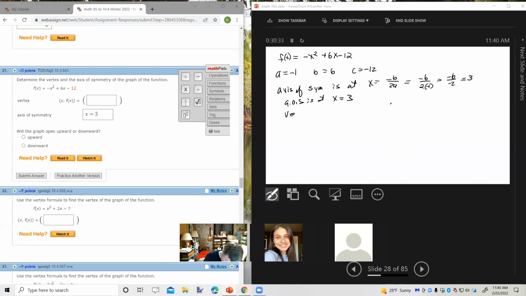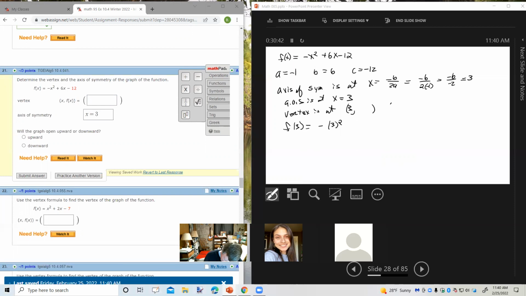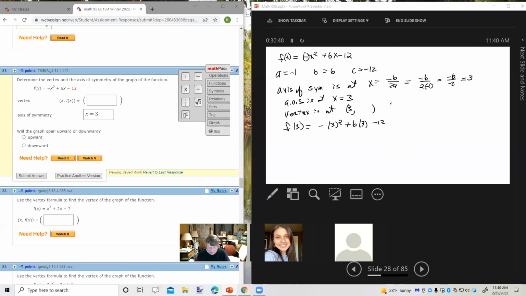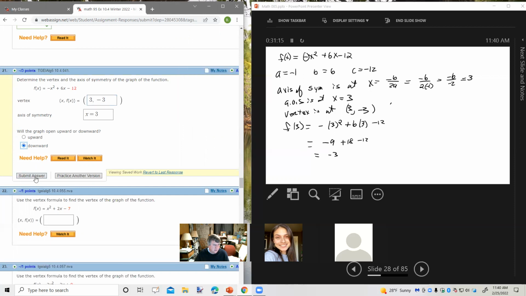The vertex is at 3 comma f of 3. Now notice this negative sign is not part of the square. So I take 3 and square it and then apply the negative. Let's see, what is that? Negative 9, plus 18, minus 12, negative 3. So vertex is at 3 comma negative 3. A is negative 1, so it opens downwards.